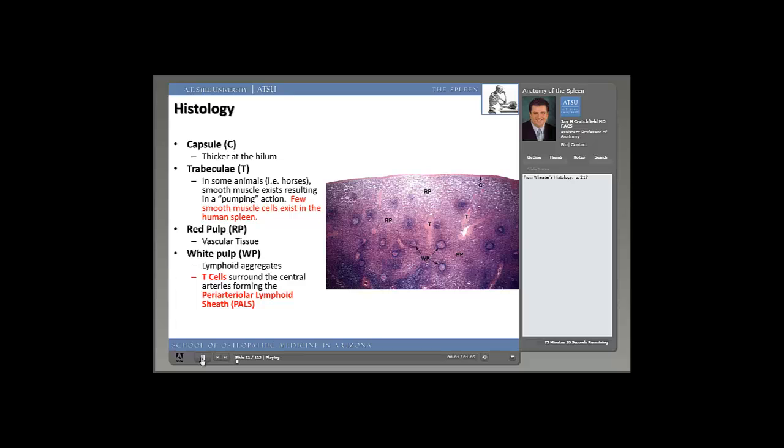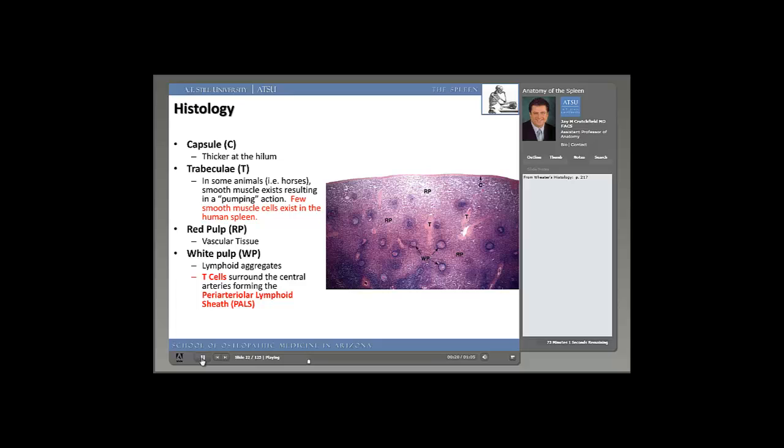Here, under higher magnification, through a slice of the spleen, we can see the capsule, which is very thin. At surgery, it tears very easily and bleeds extensively. The trabecula, noted by the letter T, is the framework of the spleen.